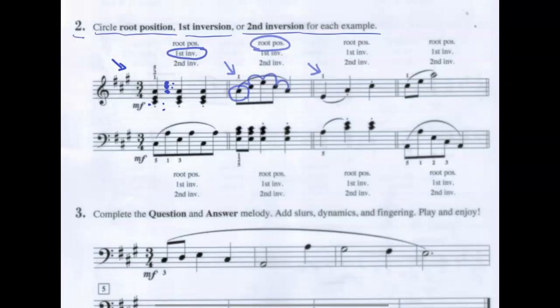Okay, let's look at the third example. Here, what is the first note? I'm going to play this passage. Take a listen. Okay, the first note is E, right? A is here, A, C, and E. E is in the bottom. So this is second inversion. E is the fifth note of the scale. If the fifth note is in the bottom, that means it is second inversion.